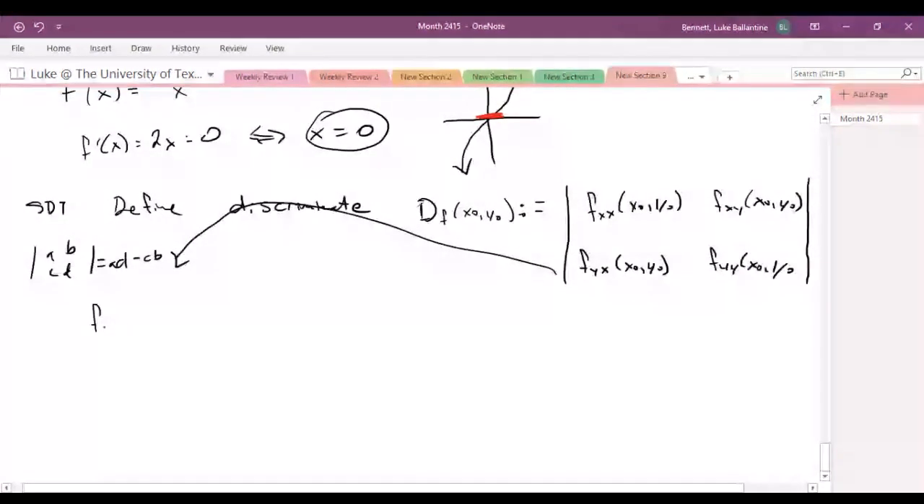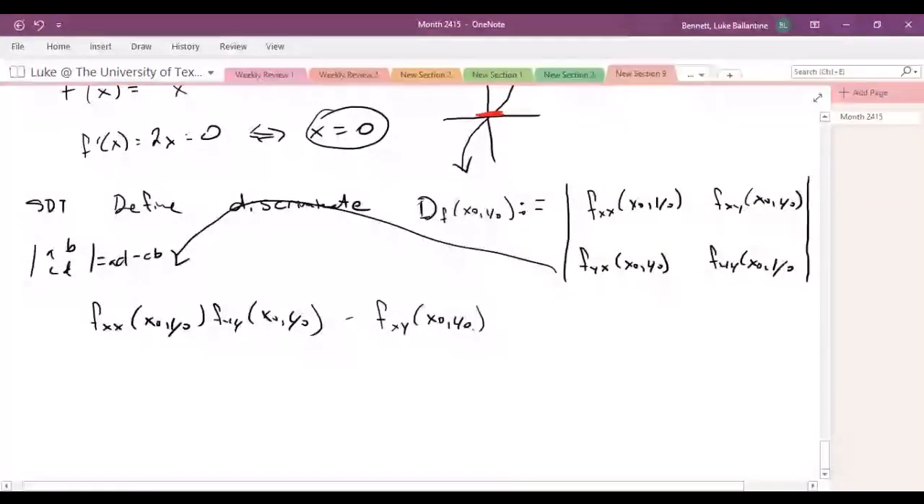So we have f sub x x at x naught, y naught, times f sub y y at x naught, y naught, minus f sub x y at x naught, y naught, squared. Because right, we would have ad minus cb. Well, for c and b, f sub y x and f sub x y, we have equality there by Clairaut's theorem. The mixed partials are equal if they're continuous. And in this class, we're only going to be dealing with nice functions.